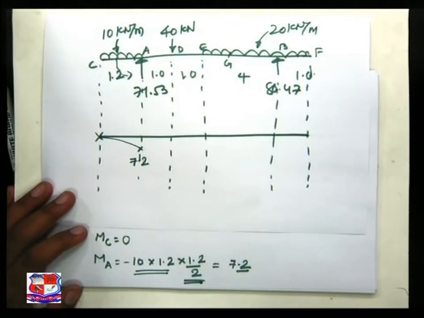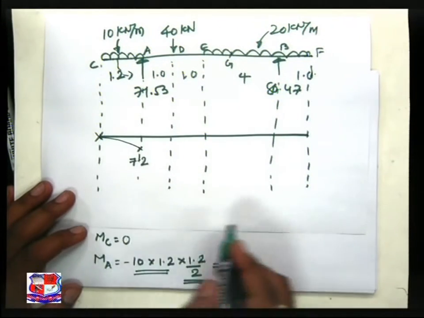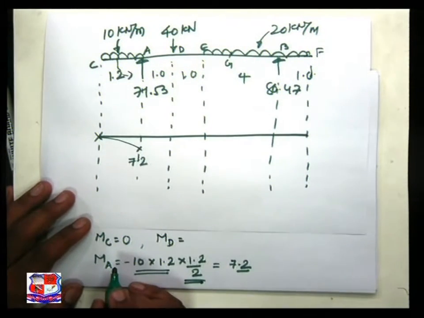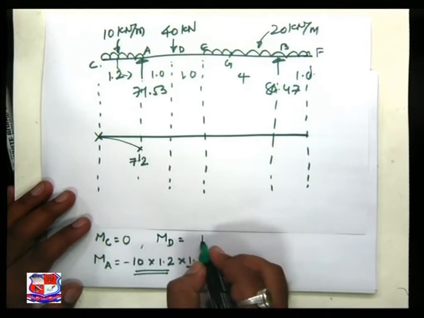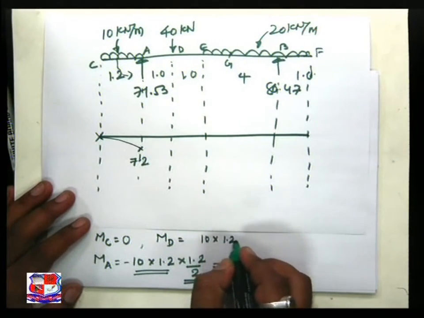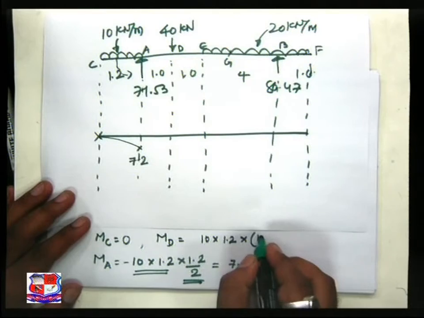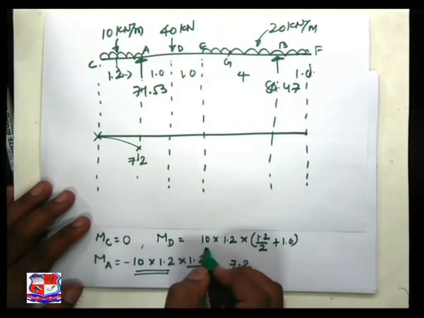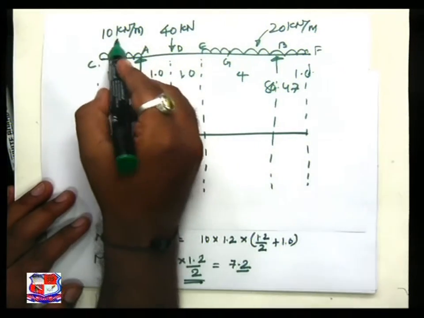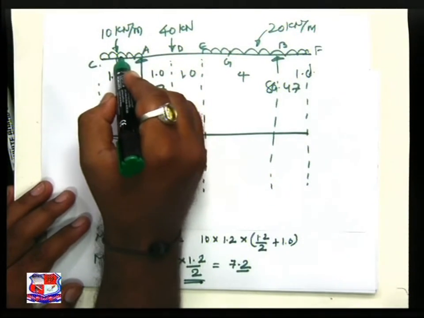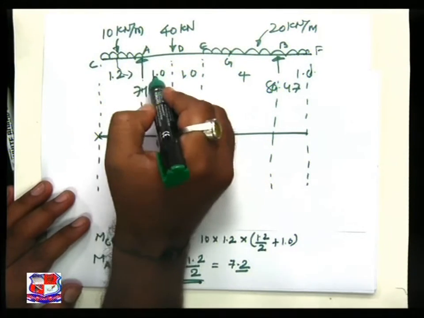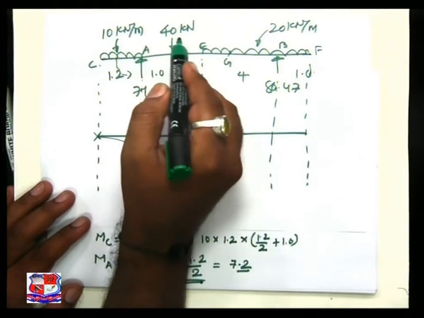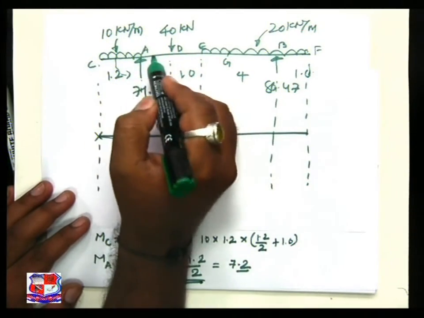Now next, at the D point. Moment at D is equal to load 10 into 1.2 into bracket 1.2 by 2 plus 1. This is the moment generated because of this. 10 into 1.2 into 1.2 by 2 is the CG distance from this point, plus 1 because I have to take the moment over here. Sign convention, section left anti-clockwise negative.